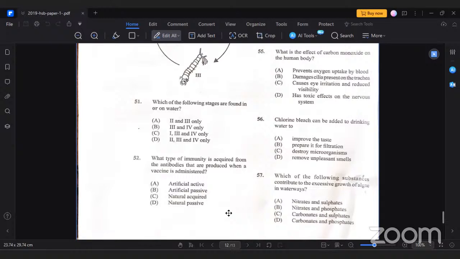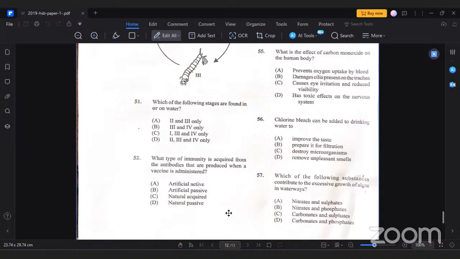Is it A, artificial active, B, artificial passive, C, natural acquired, or D, natural passive? I am seeing Rapid JA sending A, artificial active, Vortex sending in B, artificial passive, and Vanessa sending in A as well. All right, well done, guys.